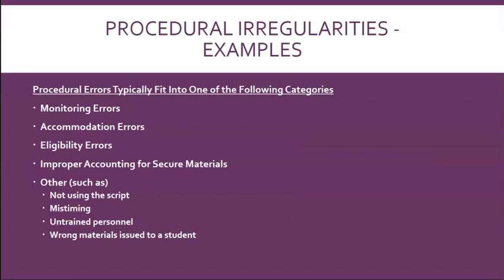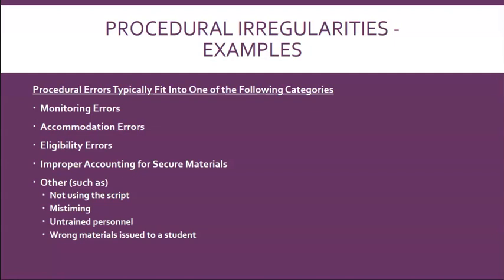So like I said, they do kind of fall into one of these following categories. Monitoring errors. You've got to actively monitor and make sure that your students are doing what they're supposed to and they're getting answers put down on the paper like they're supposed to. Accommodations errors. Those are where a student either receives an accommodation they're not supposed to, or does not receive an accommodation they were supposed to have. Eligibility errors, where we test a student who wasn't eligible to test, or we miss a student who was eligible to test. A proper accounting for secure materials, where something is not accounted for in its proper way.